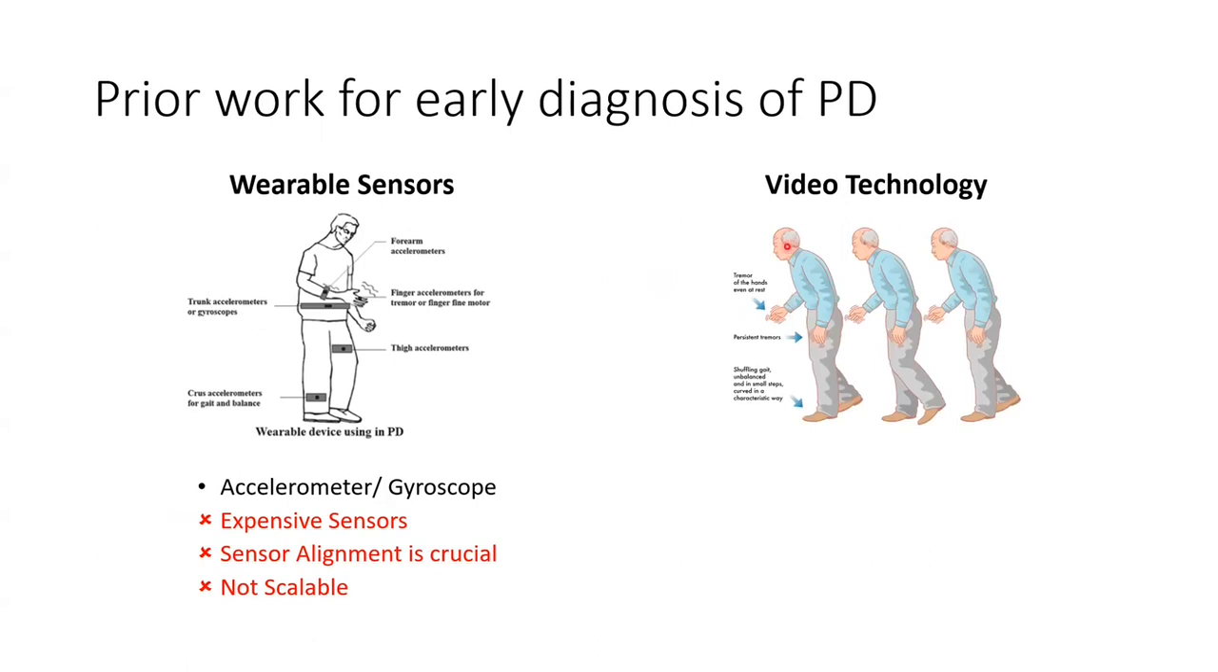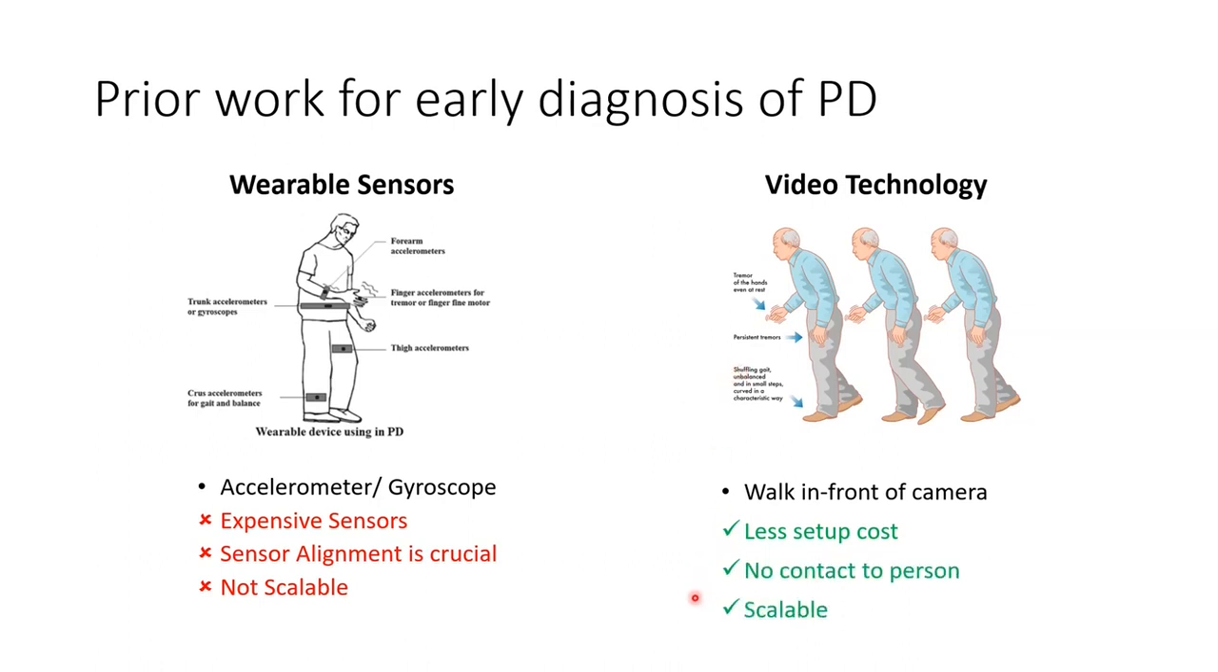It's from video. From video itself, we can say a lot, for example, whether a person's hand is tremoring or not, or their walking pattern. For this, the person just needs to walk in front of a camera, and specialists look at the walking pattern and let us know if the person has severe PD or not. The main advantage is that the setup cost is very low, and there is no contact with the person. Due to this reason, it's very scalable. So it makes sense to make progress in video technology compared to wearable sensors.